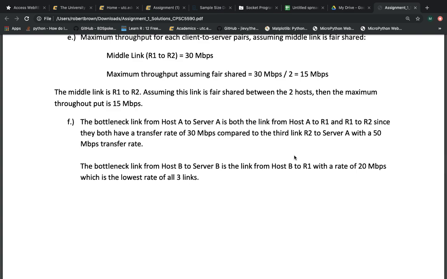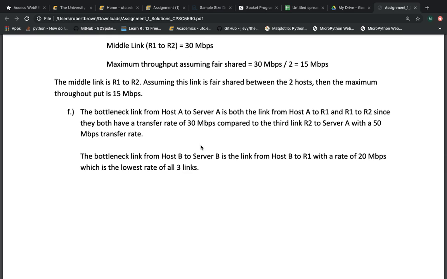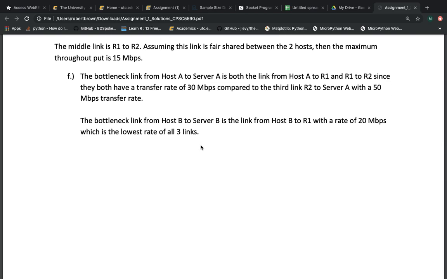All right, problem F, find the bottleneck link from host A to server A. I apologize, find the bottleneck links for each session. So the bottleneck link from host A to server A, there are 2, they're both the same. It's the link from host A to R1 and R1 to R2, since they both have a rate of 30 megabytes per second, compared to the third link, R2 to server A, with a 50 megabyte per second transfer rate. So since 30 is the lowest rate, that's what the bottleneck link would be considered. So it would not transfer higher than that.